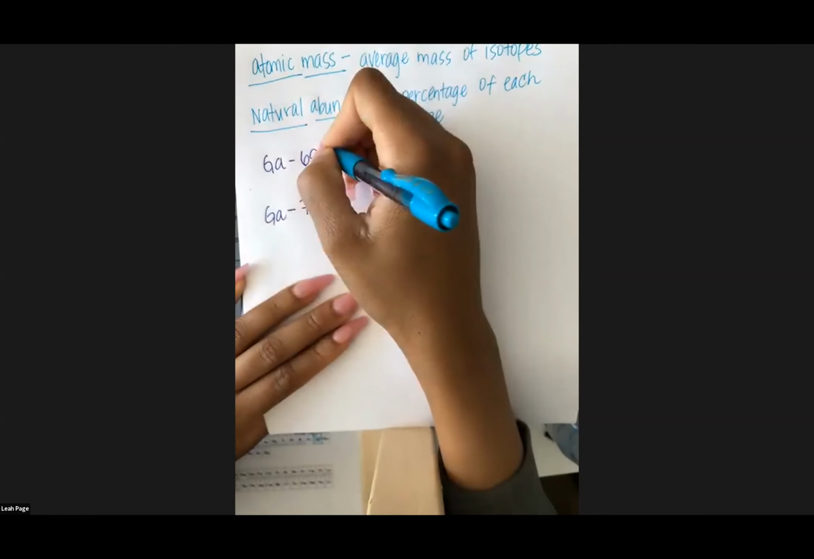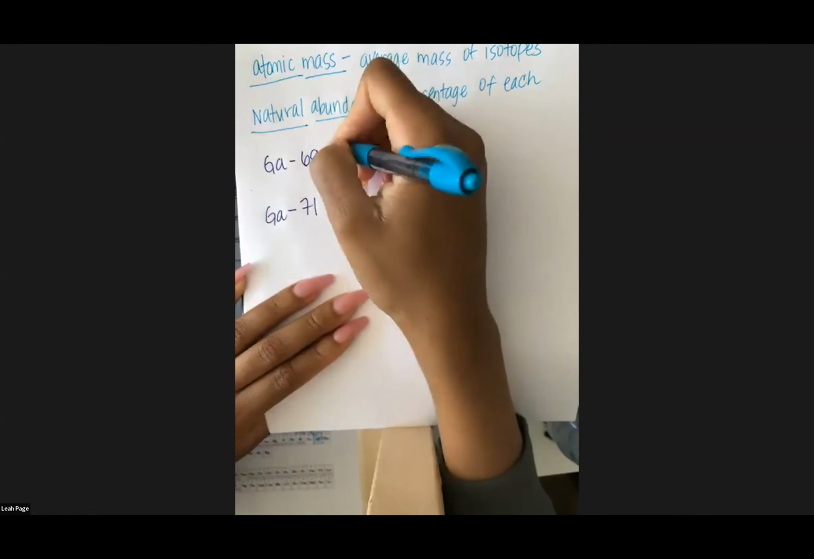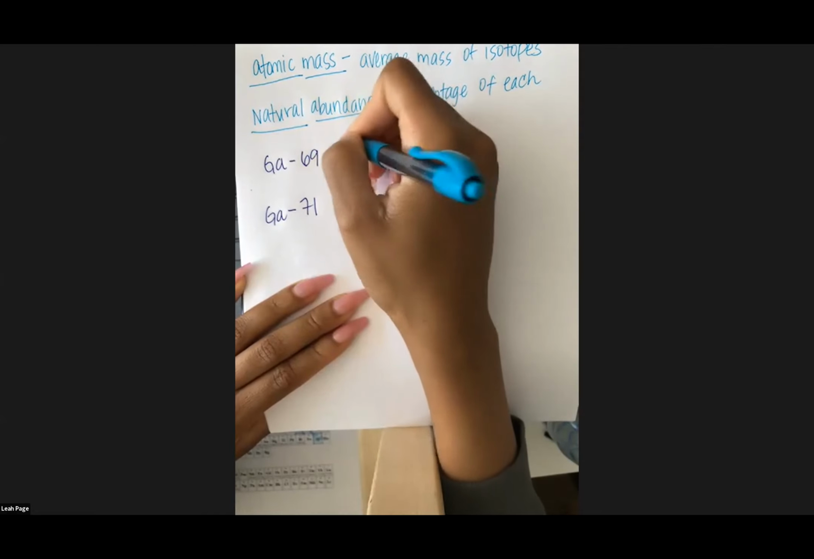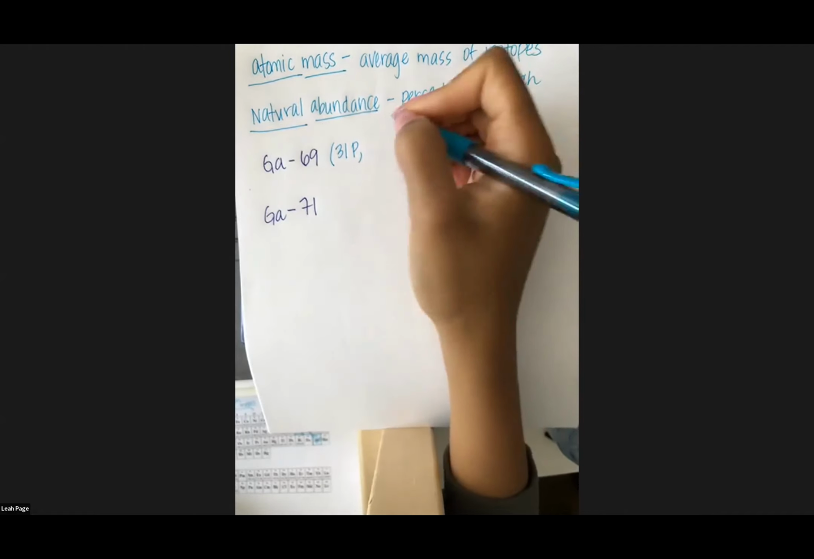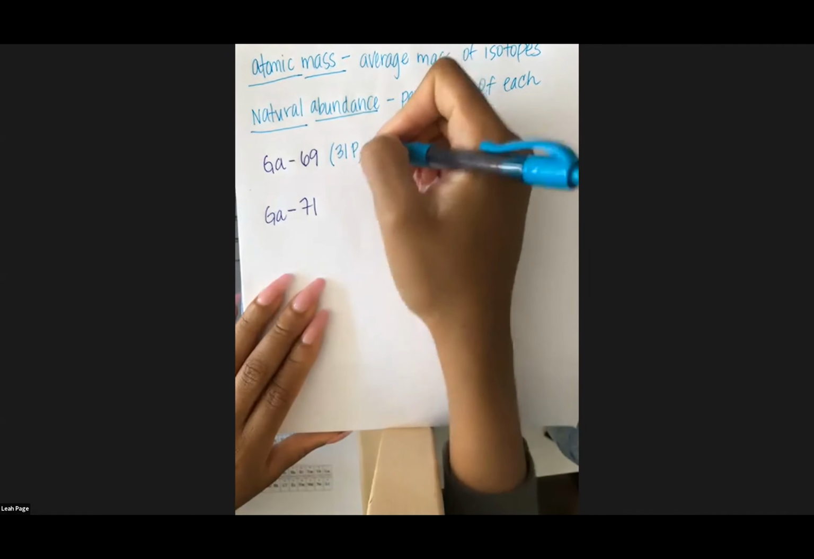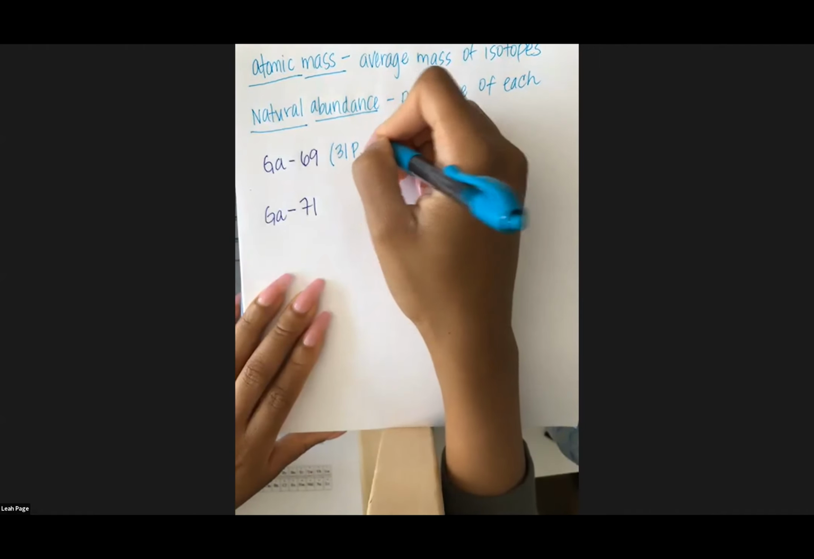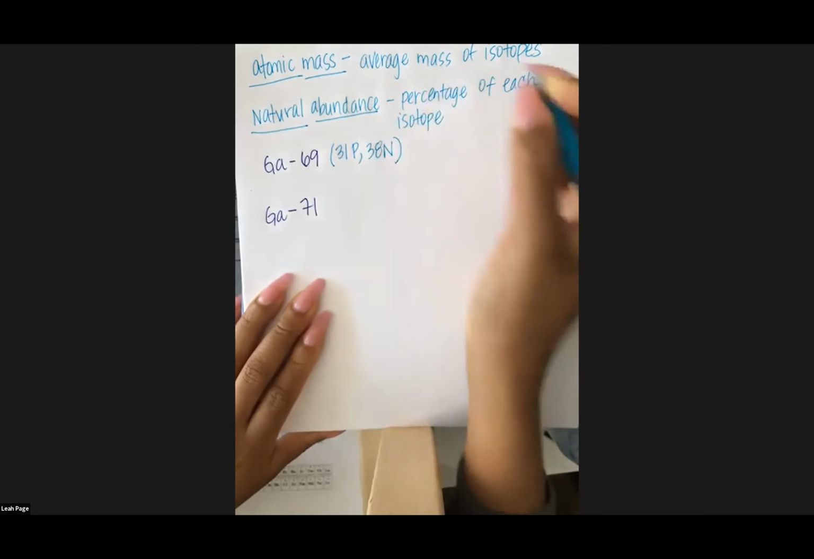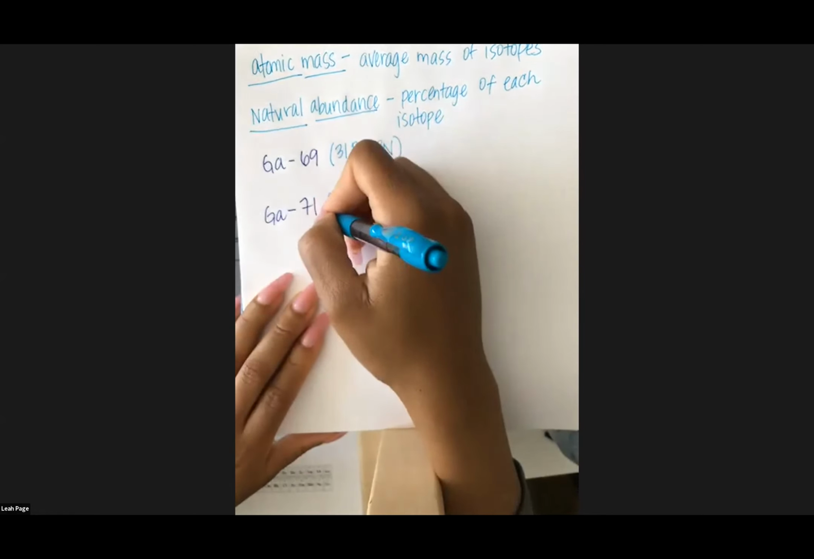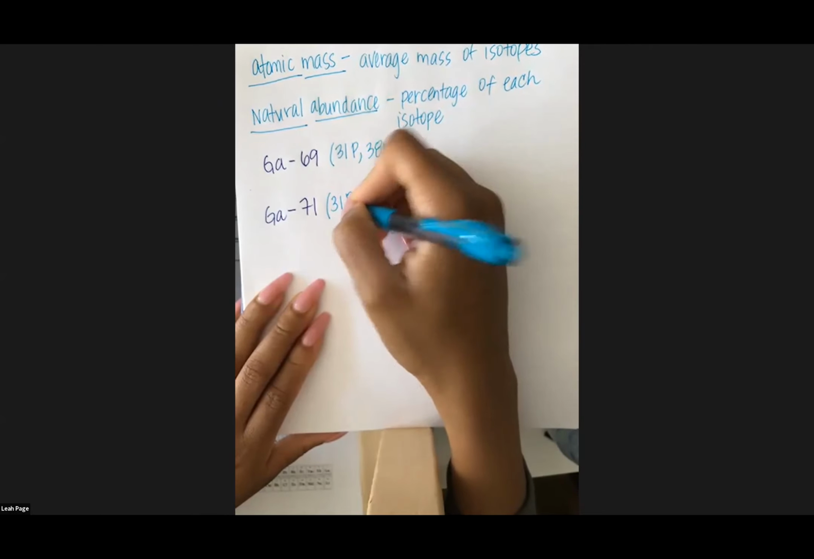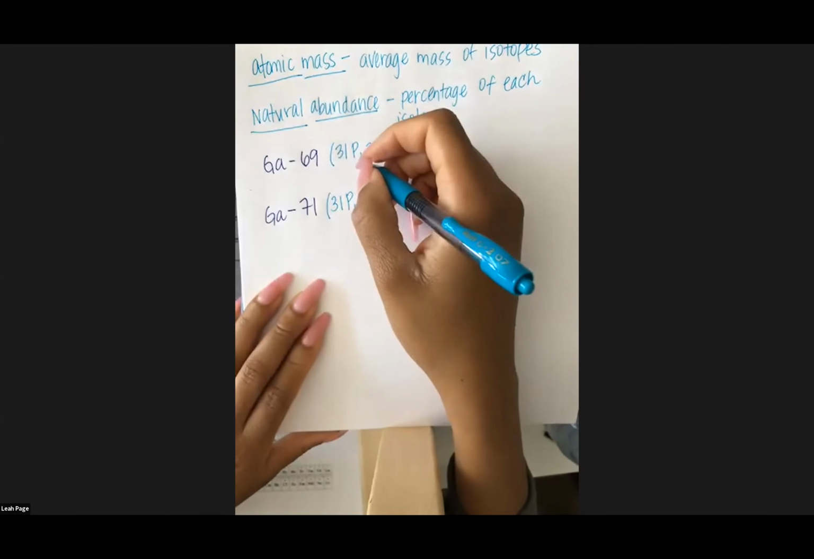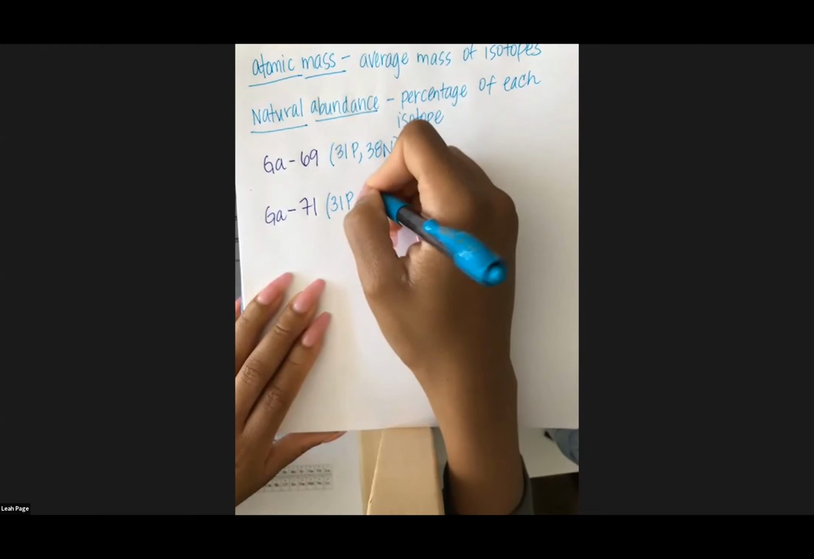It's basically saying in this isotope, I have 31 protons, and then I say 69 minus 31. That means I have 38 neutrons. And in this gallium, I still have 31 protons because it wouldn't be gallium if I didn't, but now I have 40 neutrons.